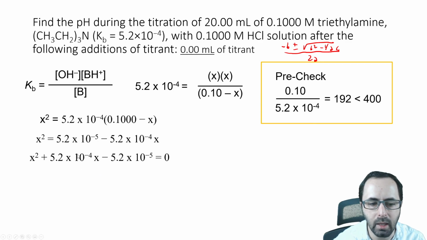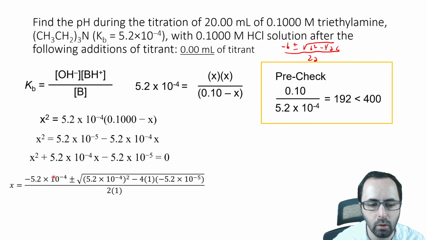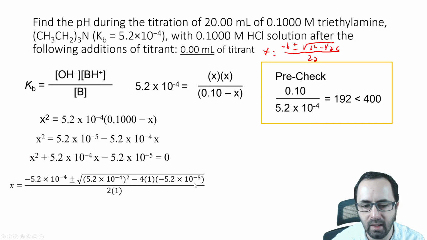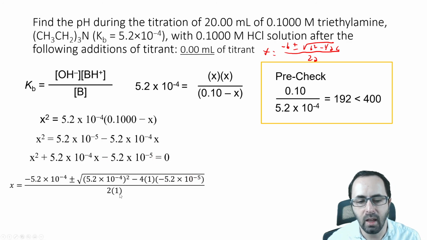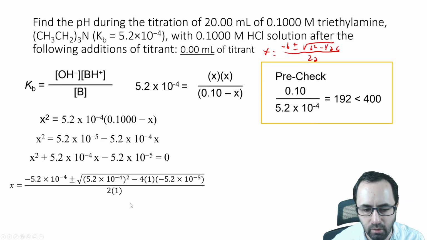Okay. And so we're going to plug these in now. So minus b, this is going to be minus 5.2 times 10 to the minus 4. That goes right there. Plus or minus, and this is what x equals, by the way. X equals this. Okay, and then we have plus or minus b squared, so 5.2 times 10 to the minus 4 squared goes right there. Minus 4 times a is 1, times c, which is negative 5.2 times 10 to the minus 5. And that is divided by 2.